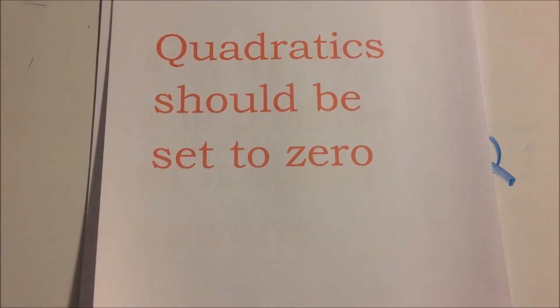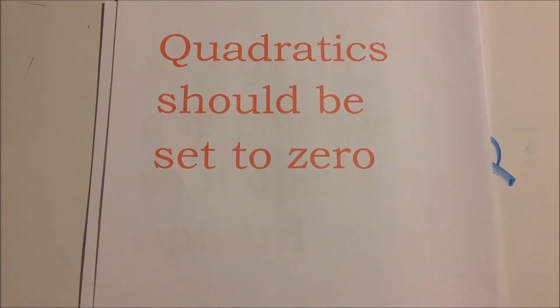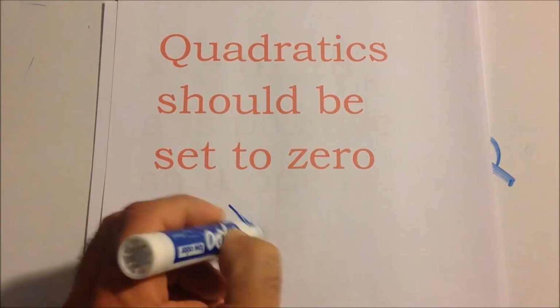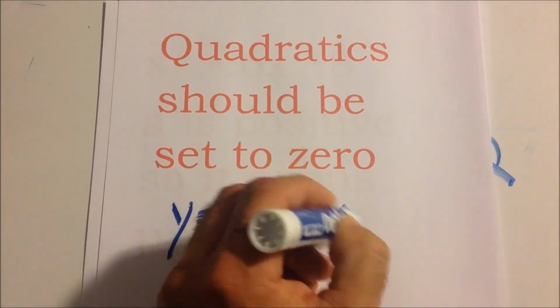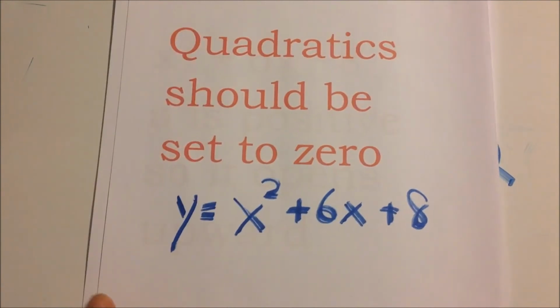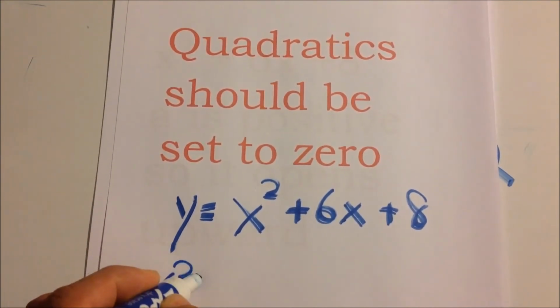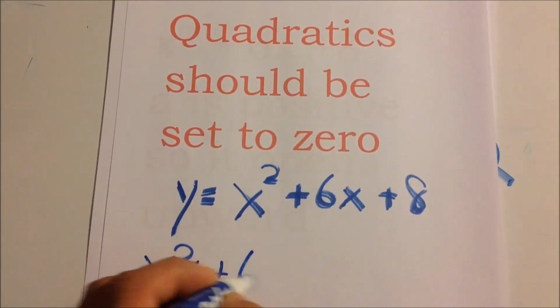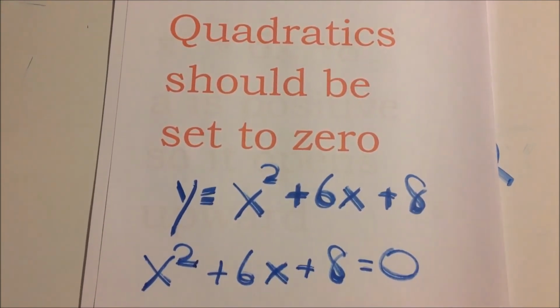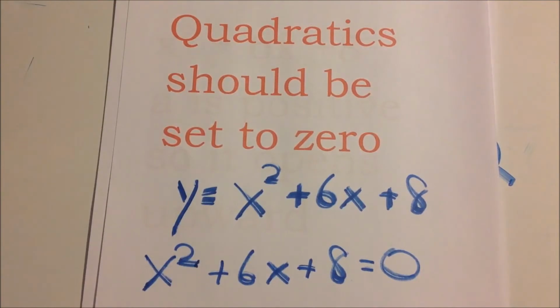Quadratics should always be set to 0. So when we had y equals x squared plus 6x plus 8, we want it to be set to 0. So in actuality, it's x squared plus 6x plus 8 equals 0. We want it to equal 0.